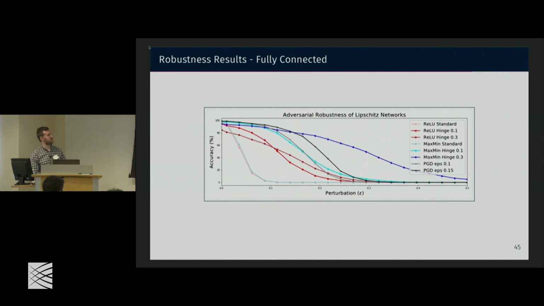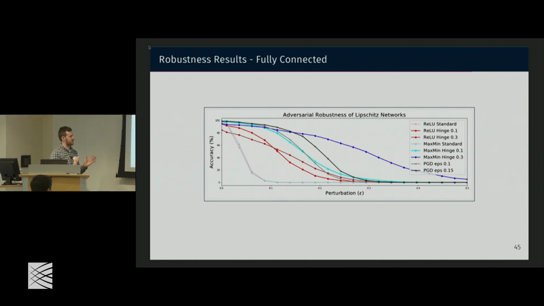This plot shows the empirical robustness of these Lipschitz networks over varying perturbations. The x-axis shows me increasing the norm ball that I'm searching for my adversarial attacks in. And the y-axis shows the accuracy on the adversarial examples I find within that radius. I won't say too much about how I'm finding the adversarial attacks. I'm just using a fairly strong method that we carefully tuned to make sure we didn't have anything too funky going on.